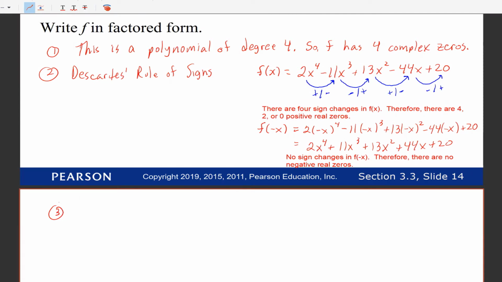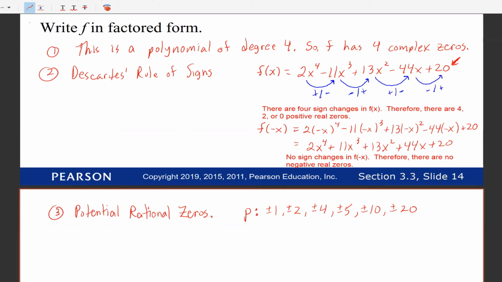The third step is to list the potential rational zeros. So to find the potential rational zeros, remember you list out all the factors of the constant and all the factors of the leading coefficient. The factors of the constant are referred to as P. Here's my constant, it's a plus 20. And so the factors are plus or minus 1, plus or minus 2, plus or minus 4, plus or minus 5, plus or minus 10, and plus or minus 20.